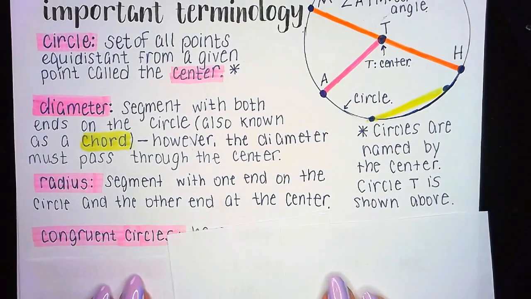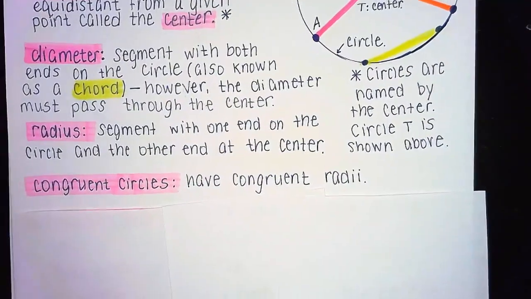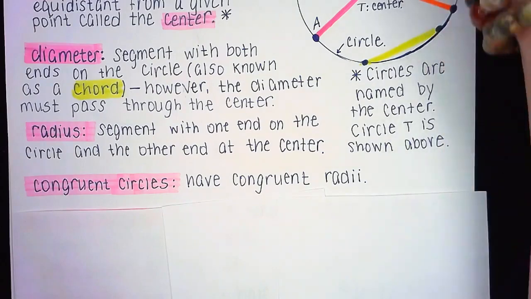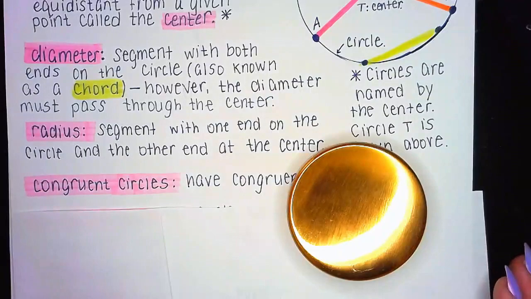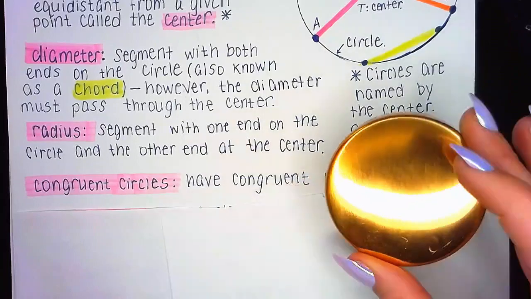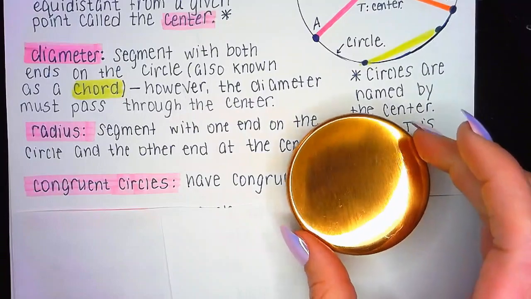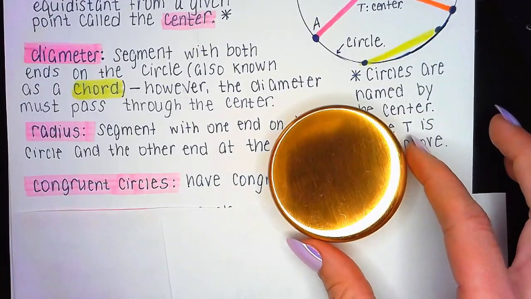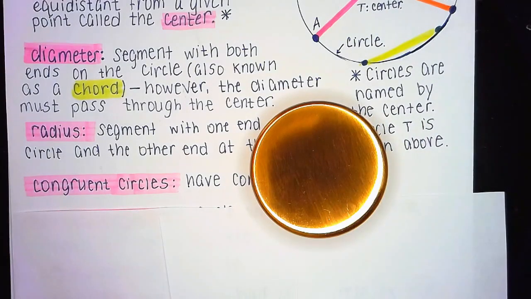Next, the next word or phrase we're going to define is congruent circles. Congruent circles have congruent radii. So congruent means they're exactly the same. So if I were to use this right here to trace a bunch of circles, these would all be congruent circles. It's from a candle. They would all be congruent, and they also all have the same radius. The radius is a big part of the definition of a circle, and it's what determines the size of the circle.